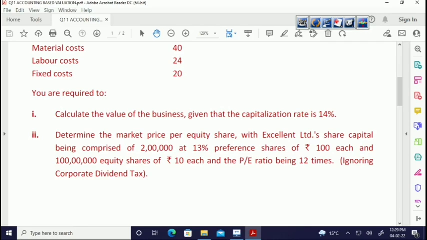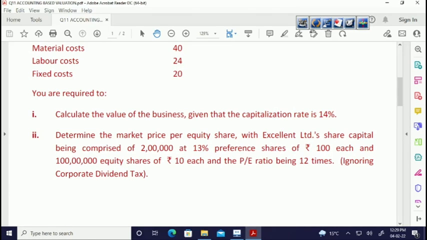P/E ratio is given. So share price will be P/E ratio into EPS. So let's try to find out the EPS. We already computed the PAT at 196 if you remember. PAT was 196. So 196 minus preference dividend. Preference dividend is 13 into 2, that is 26 lakhs. So 196 minus 26 is 170 lakhs.